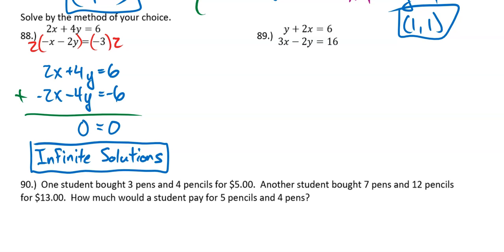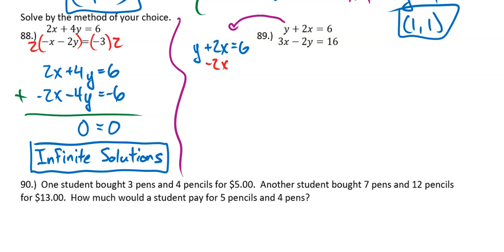If I look at the next one, I would probably use substitution, only because nothing's lined up. I don't know how easy it's going to be to get the things to cancel out. So I might take this first one and rearrange it. Let's solve this guy for y by subtracting that 2x from each side. I have a variable that's almost by itself. It's really easy to get by itself, so I'm going to go substitution.